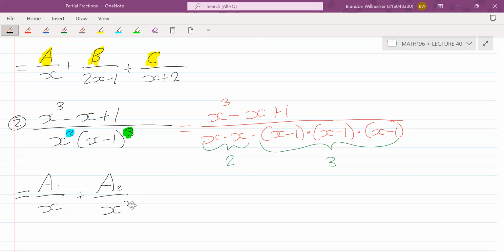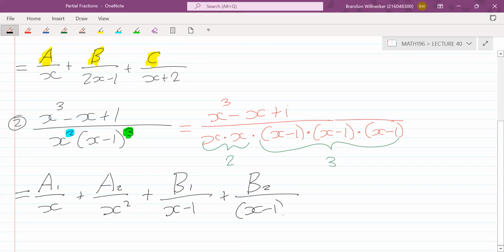Now the second term is repeated 3 times, so we're going to have to do it 3 times. We're going to have plus b1 over x minus 1. That's the first one. Plus b2 over x minus 1 squared. That's the second one. And it's repeated 3 times, so we do it one more time: b3 over x minus 1 cubed.